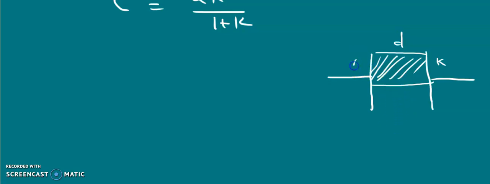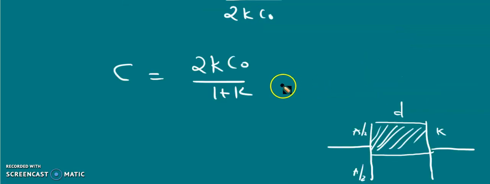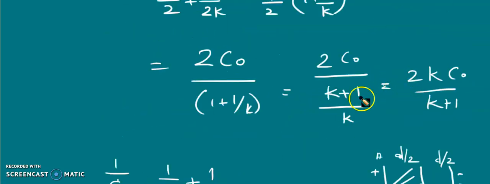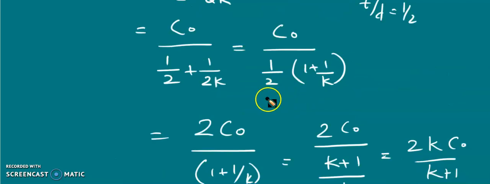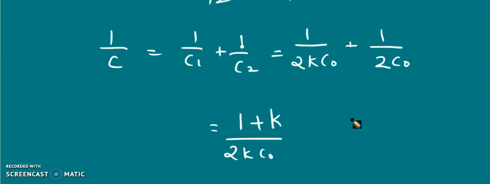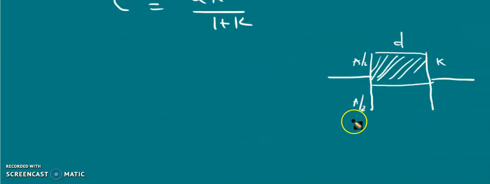But the area is being divided into A by 2 and A by 2. So what will happen? In this case, the effective capacitance cannot be found using the equation we have studied before. That equation can be used when the separation distance is being divided.